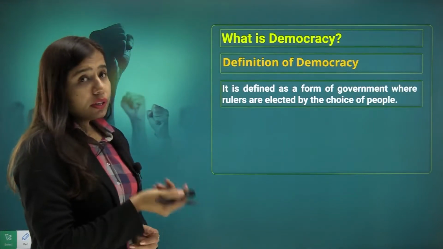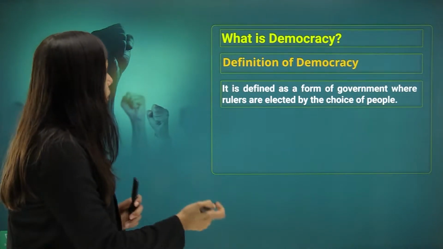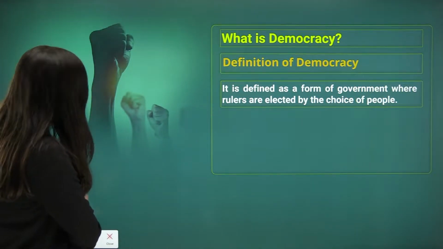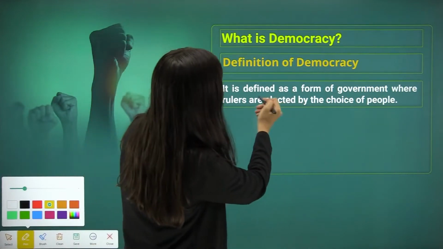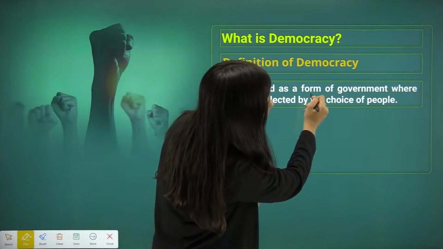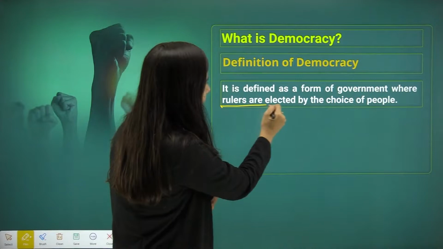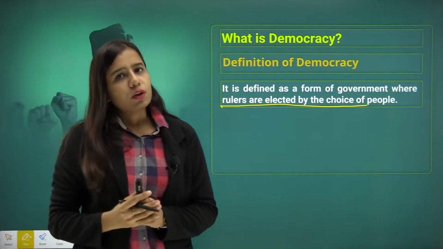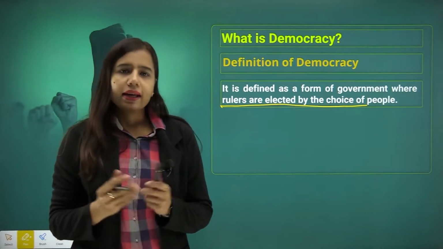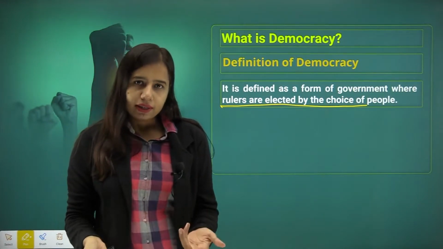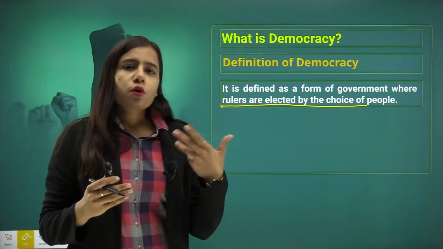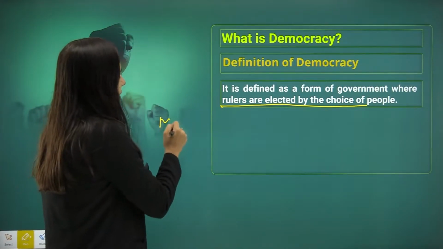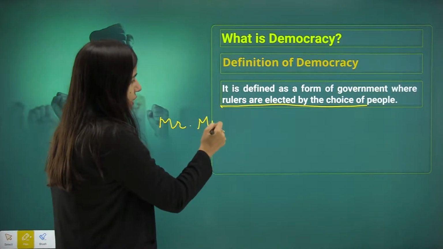Now, let us move on to the definition of democracy. Democracy is defined as a form of government where the rulers are elected by the choice of people. Now, let us take an example of our own country, which is India. You all know that we live in India. Who is the Prime Minister of our country recently? You all know that Mr. Modi is the Prime Minister of our country.